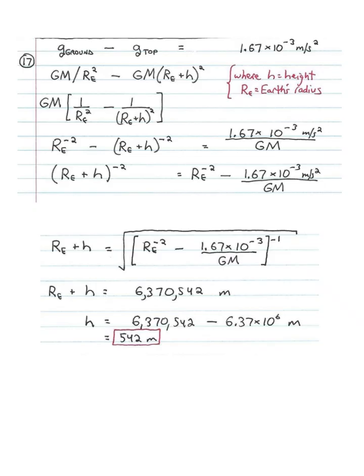Number 17. A sensitive gravimeter is carried to the top of New York's new One World Trade Center, where its reading for the acceleration of gravity is 1.67 millimeters per second squared lower than at street level. Find the building's height.